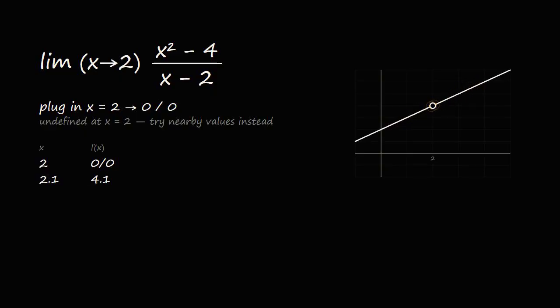Instead, try a number close to 2, like 2.1, that works out to 4.1. Now try something even closer, 2.01, that comes out to about 4.01. See the pattern? As x creeps toward 2, the output creeps toward 4. That's the limit, even though the function itself is undefined exactly at x equals 2. This numerical sneak-up method is great for building intuition and checking your work, but it's slow and imprecise for a test. So let's talk about the fast way.